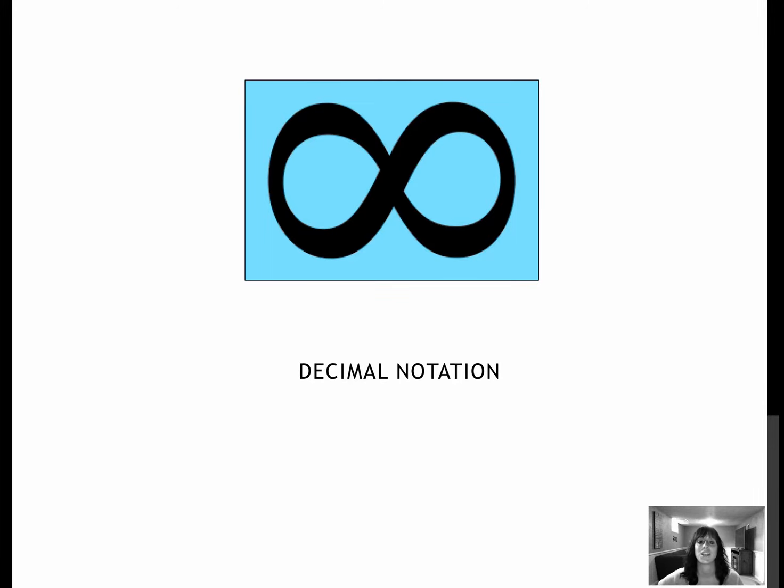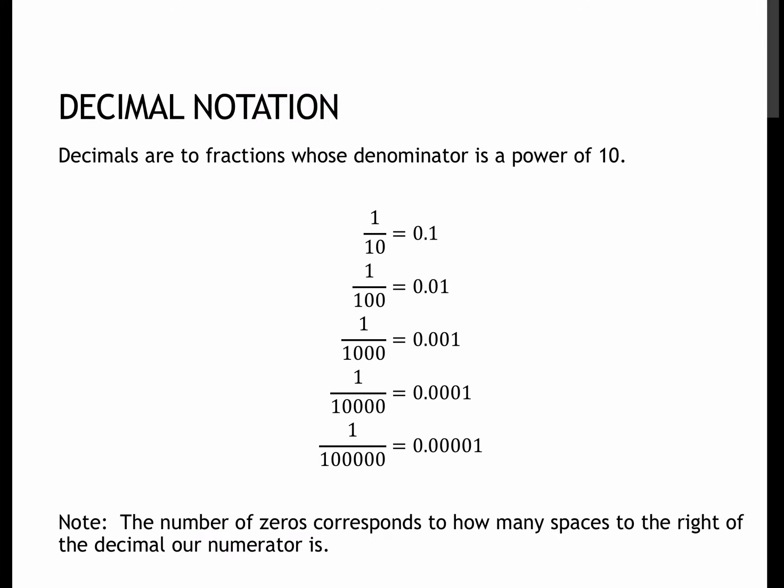This lesson is on decimal notation. So decimals are simply fractions whose denominator is a 10. So we can see that 1/10 as a fraction is equivalent to 0.1 as a decimal. So this would be the tenths place. 1/100th as a fraction would be the same as 0.01 as a decimal.